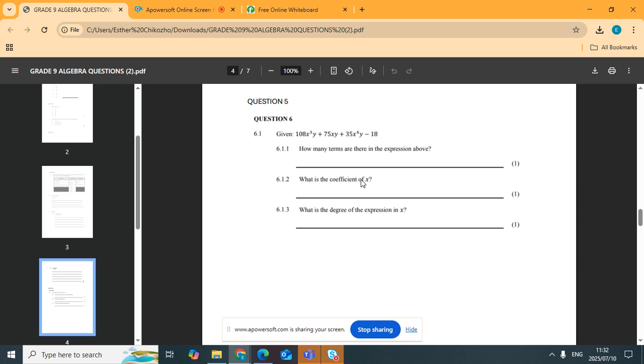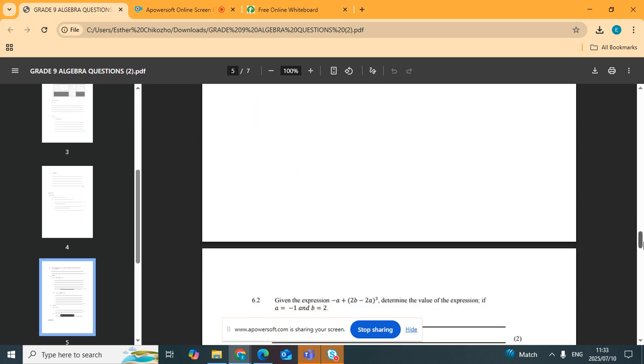Now, what is the coefficient of x? Let us look at the x. The expression with x is this one. Now, which other variables exist beside it? It's 75y. So the coefficient of x is going to be 75y. It doesn't necessarily mean that the coefficient should strictly be just a constant. 6.1.3. What is the degree of the expression in x? The degree of the expression in x, you take the highest power, and the highest power in this case is the fourth degree.